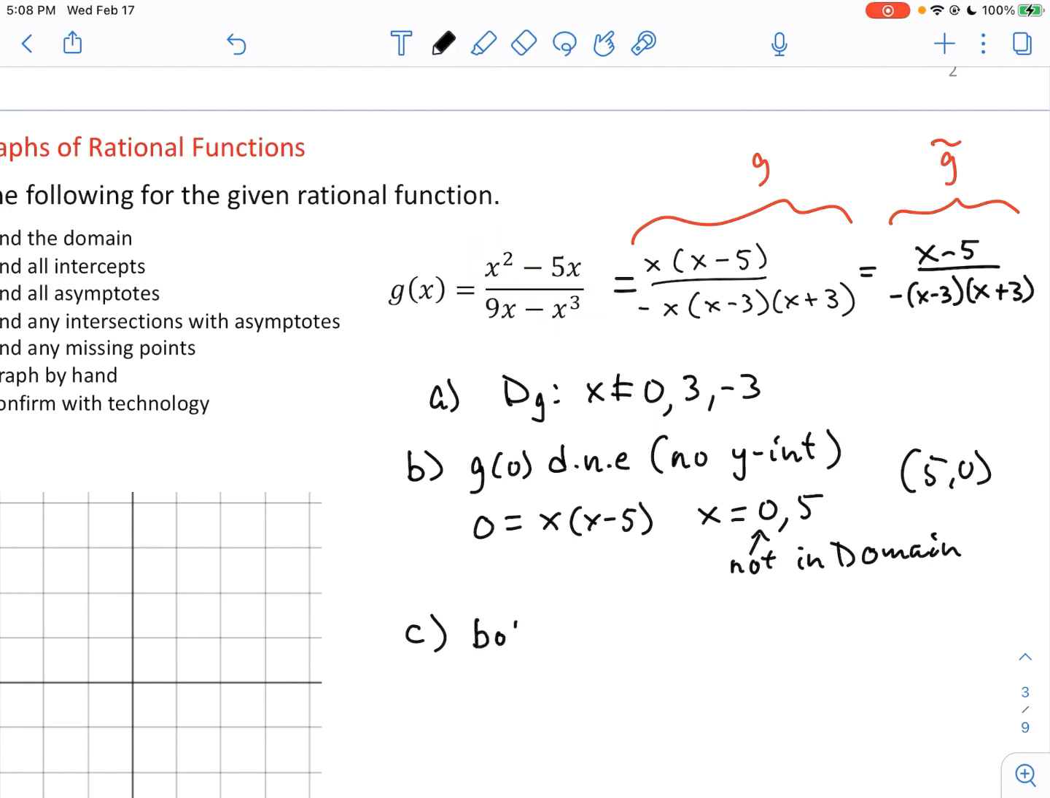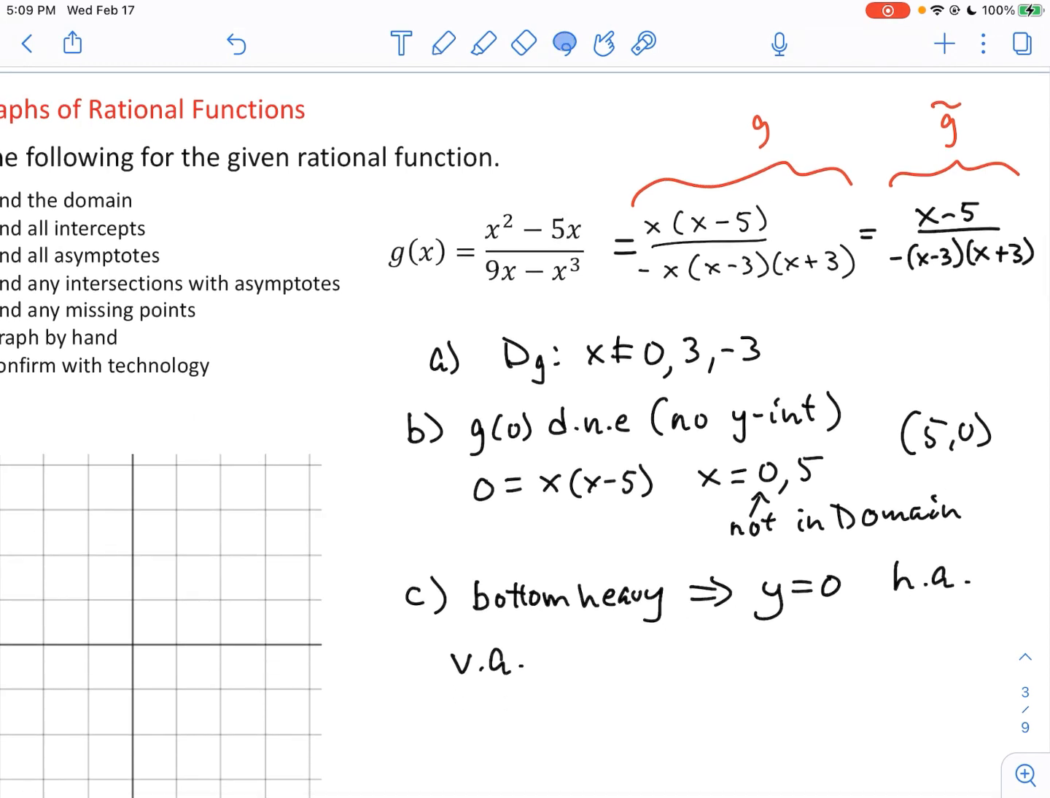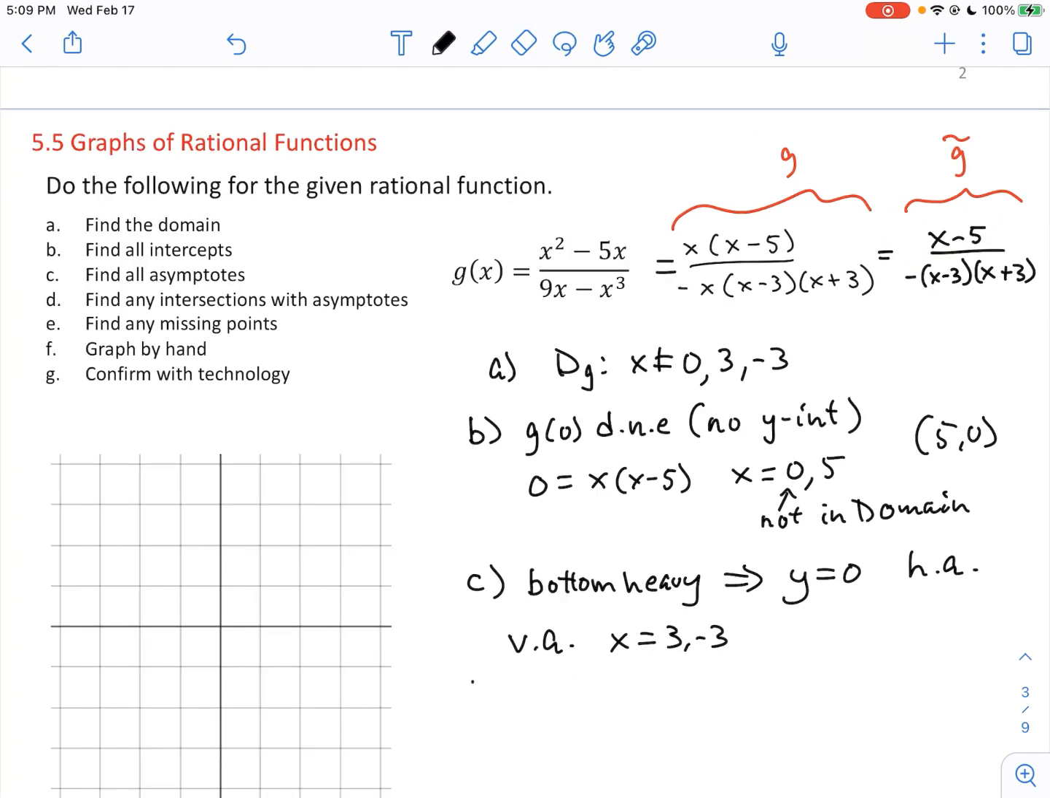Bottom heavy, it tells us a horizontal asymptote is y equals 0. That's a horizontal asymptote. And for the vertical asymptotes, those are the values of x in our domain that didn't have canceling factors. Our vertical asymptotes will always be a subset of our domain restrictions. And it's only going to be these two, because 0 is a domain restriction, but it corresponded to a canceling factor. So in our simplified version, 3 and negative 3 are the only values of x that will cause non-zero divided by 0. And so those are going to be the only two vertical asymptotes.